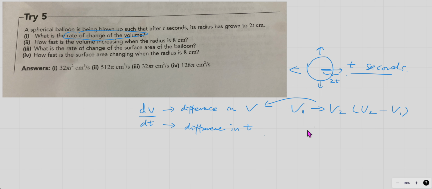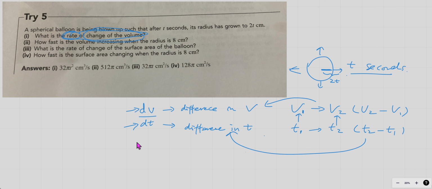So the difference in time is when your time is at t1, your volume is V1. Then at t2, your volume is V2. So t2 minus t1 will give you the dt. That's the meaning when you write dV over dt. That's the reason why I say the rate of change of volume. Change of volume means dV. Rate means dt.